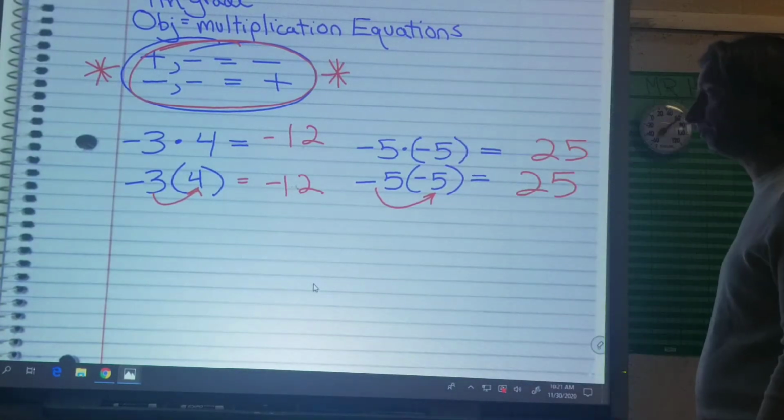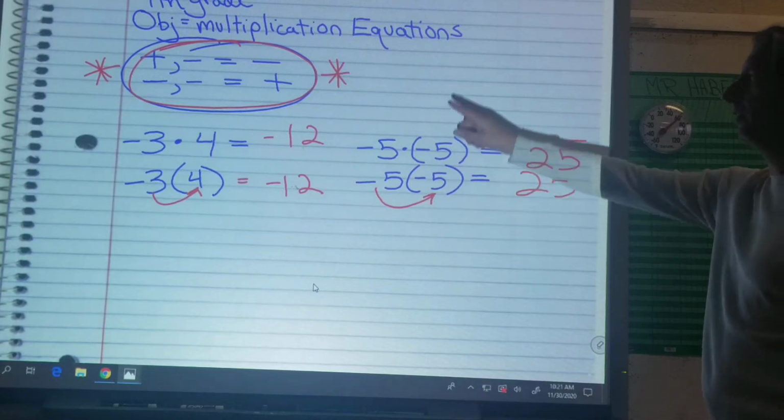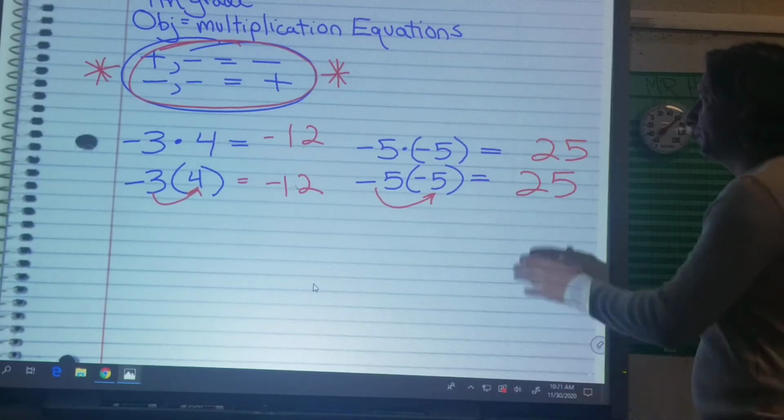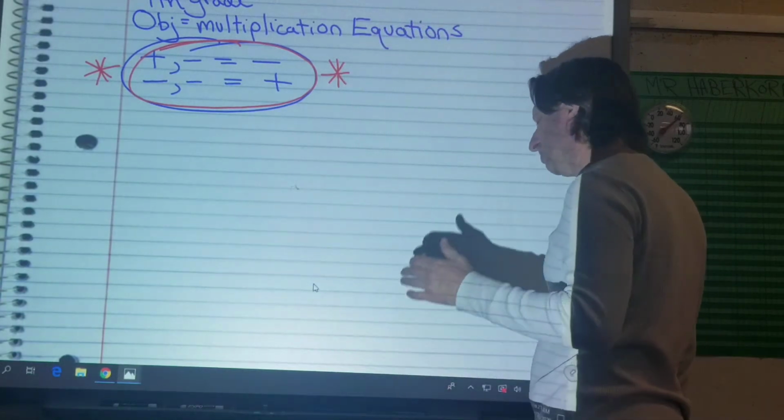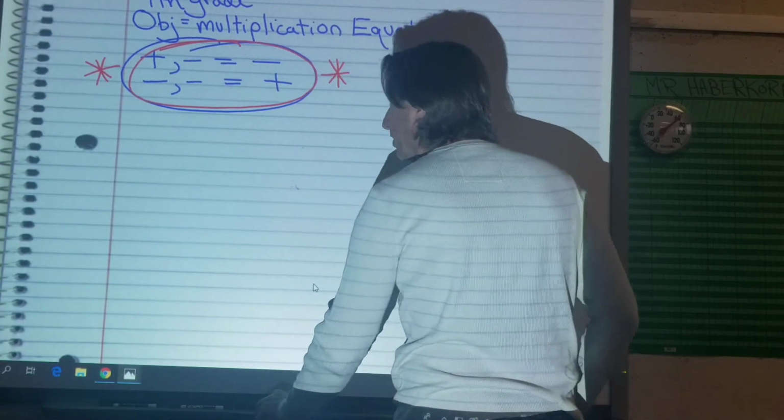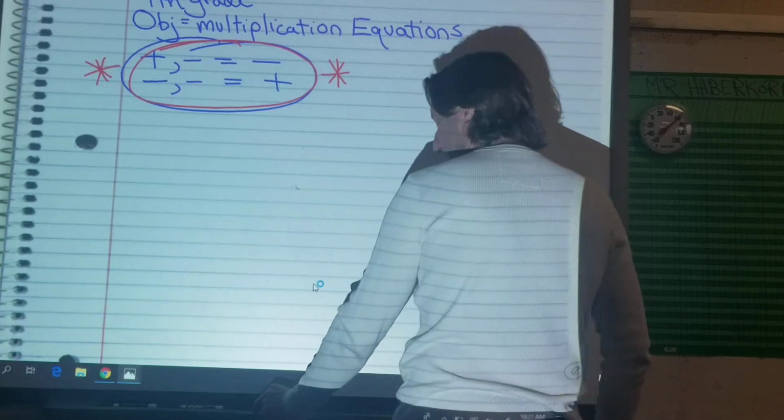So, how do we take what we just learned and put them into multiplication equations? Well, it's the same thing, all right? So we've done tons of multiplication equations. I'm going to adjust this real quick. So it must have got bumped.